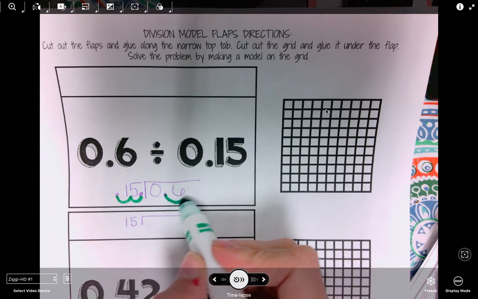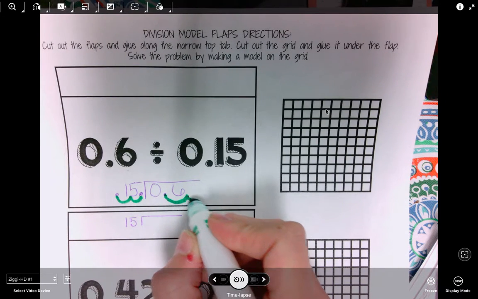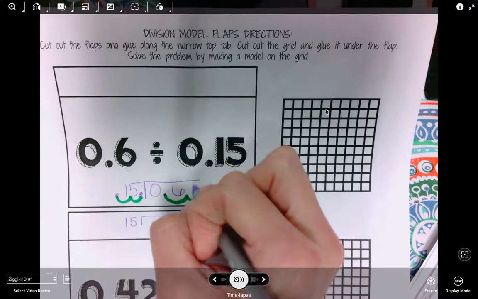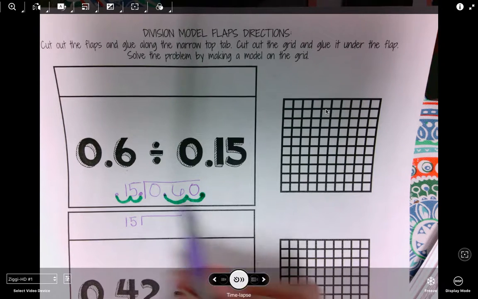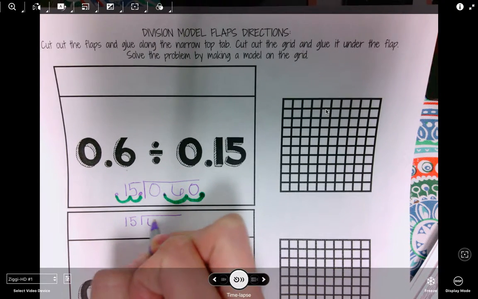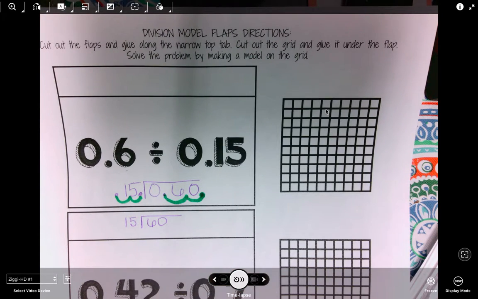So I move it 1 time, I'm at the end of the 6. So if I just move it 1 more time, then you should know that I would want to add a 0. So now my number has become 60 wholes. So now all I'm dividing is 15 into 60.